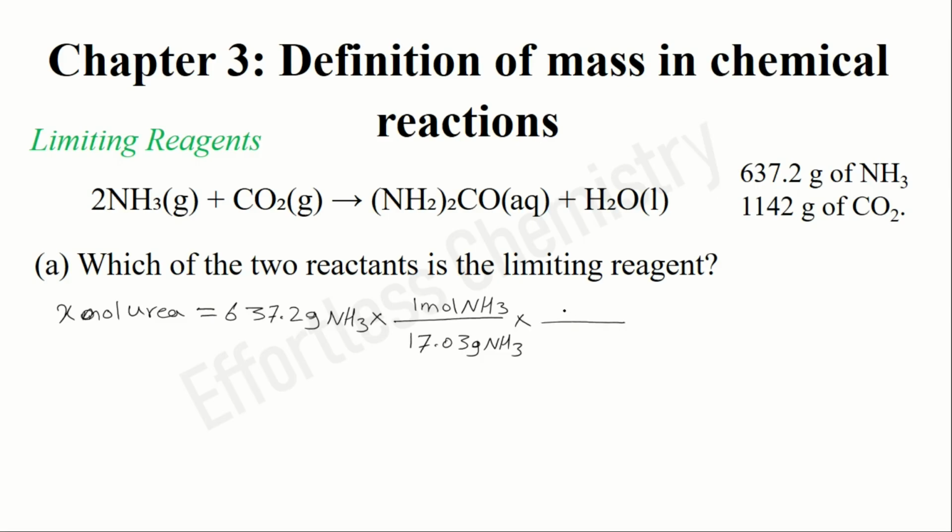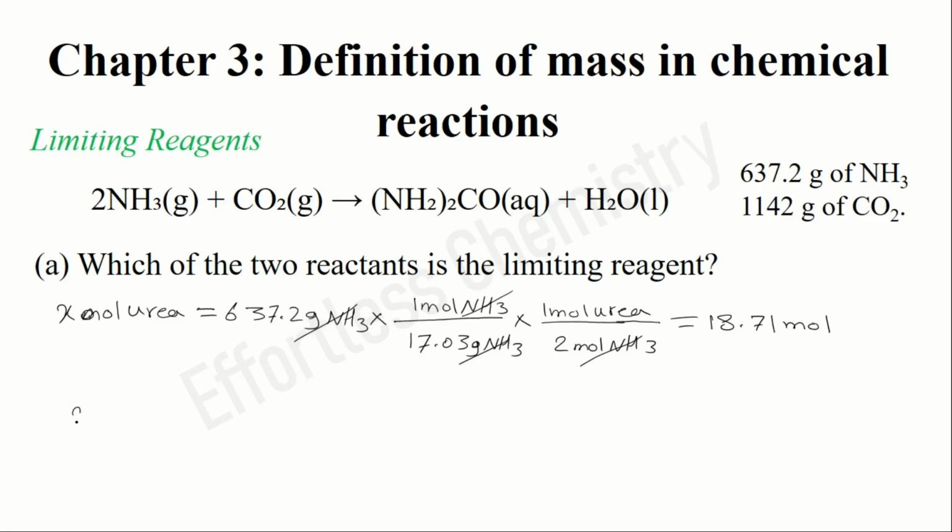And then we know 1 mole urea is produced from two moles ammonia, using the molar ratio in the equation. And now we can find the moles of urea using ammonia: 18.71 mole of urea. What about carbon dioxide?